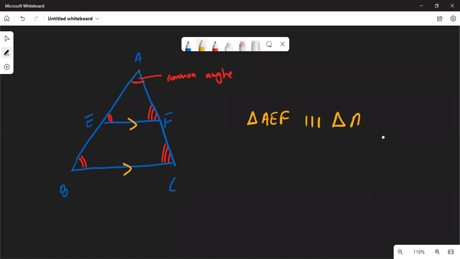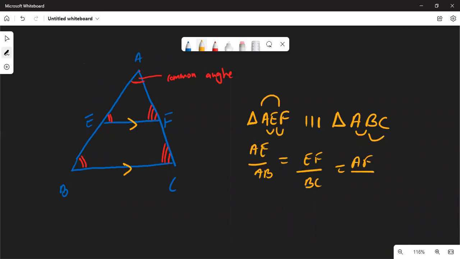Then we go to B, then to C. That is all there is. Then from there, can I request the ratio of sides, which is going to be AE over what? Over AB, which is equal to EF over what? BC. Over BC in this case, which is equivalent to AF over AC. Then from this, you can calculate any side. So that's another condition that you can have.